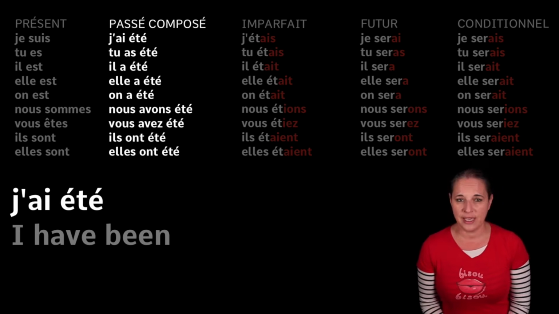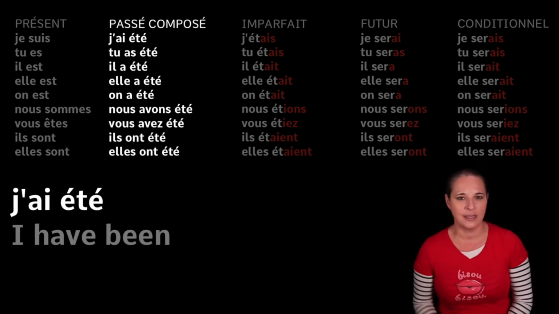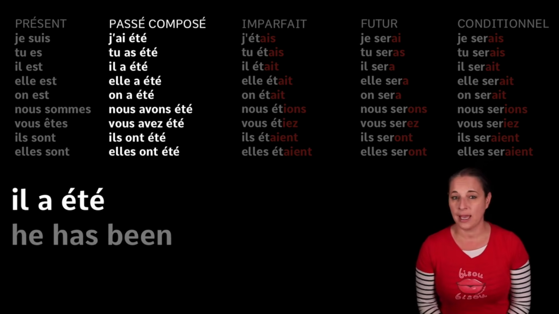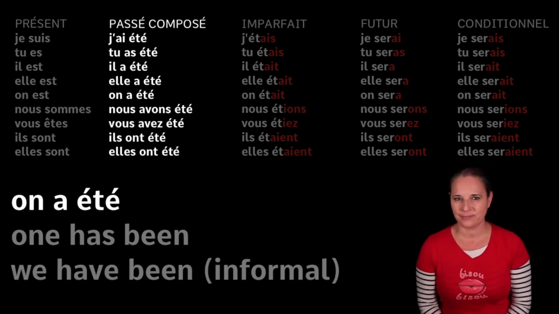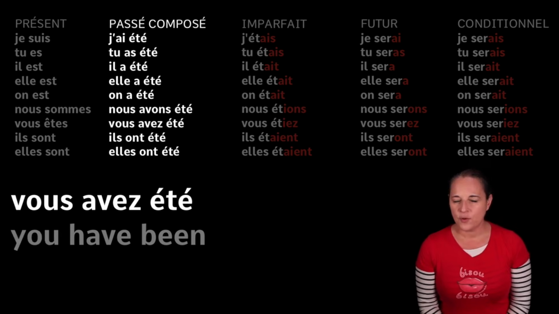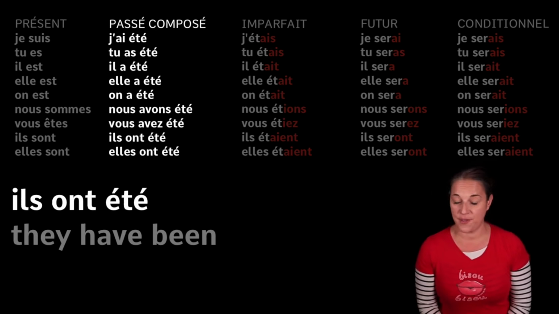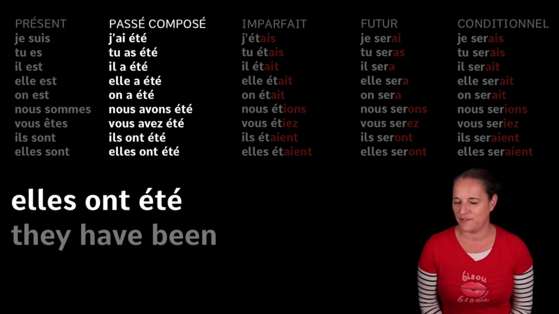It is j'ai été. So we're using to have as the auxiliary for être. I have been. J'ai été. Tu as été, you have been. Il a été, he has been. Elle a été, she has been. On a été, one has been. Nous avons été, we have been. Vous avez été, you have been. Ils ont été, they have been. Elles ont été, they have been, which is the plural feminine.